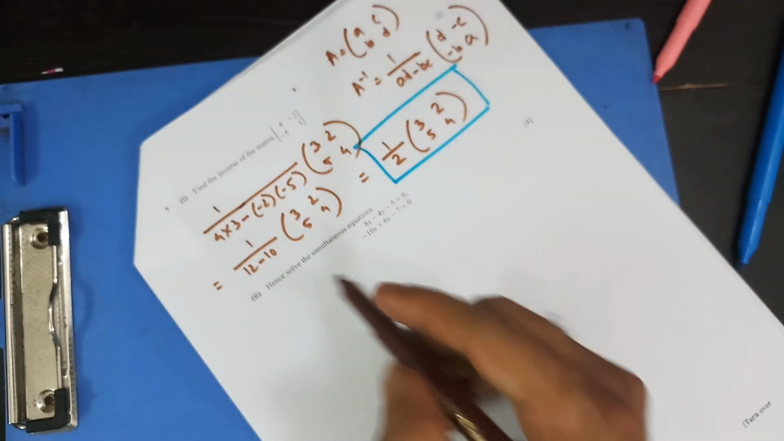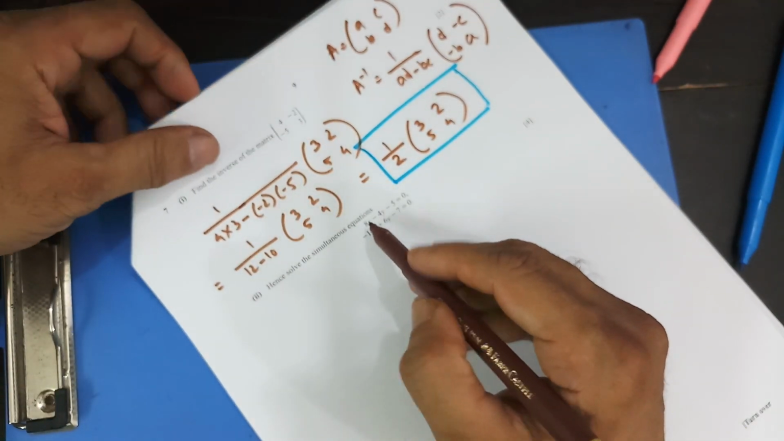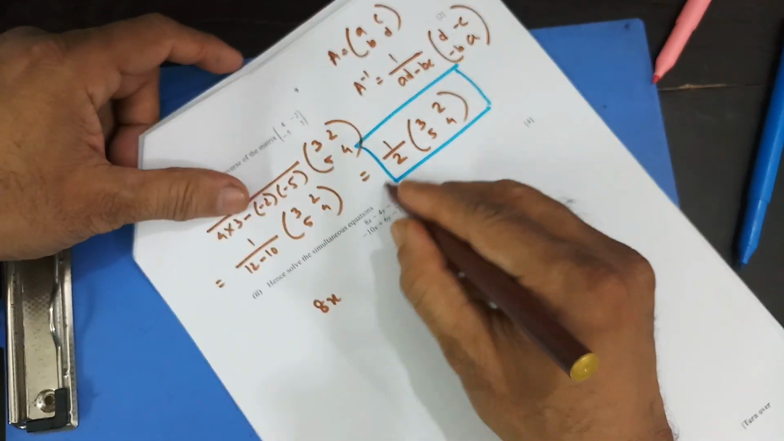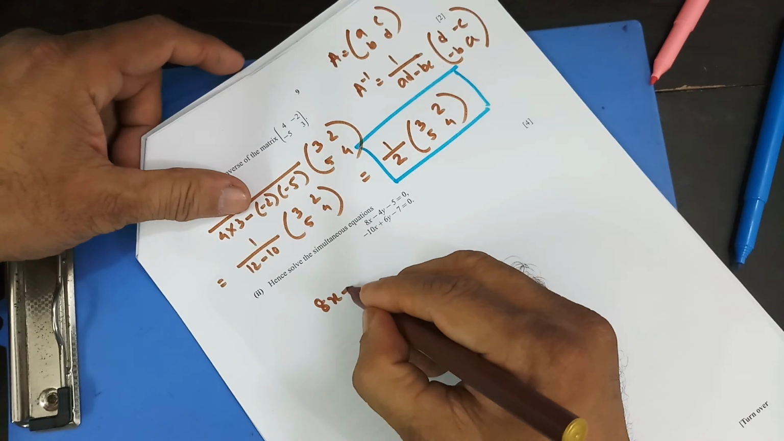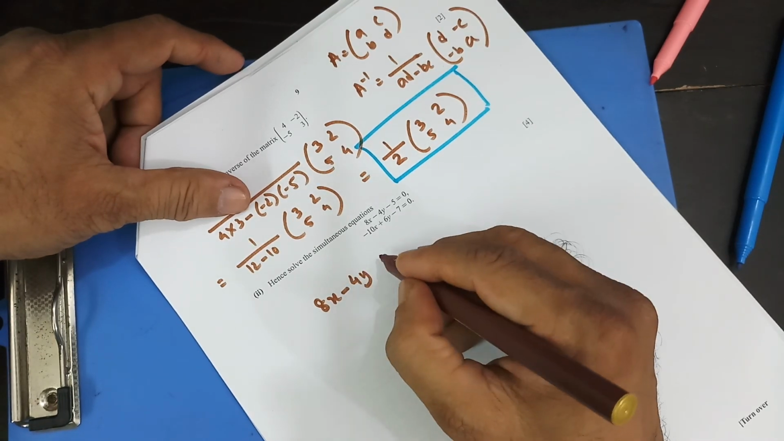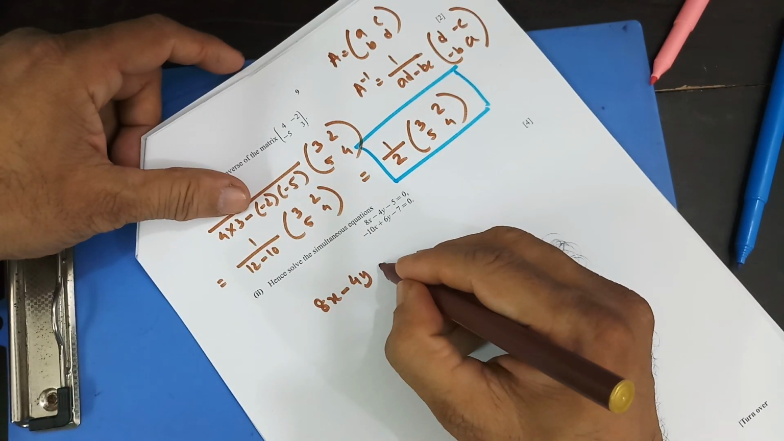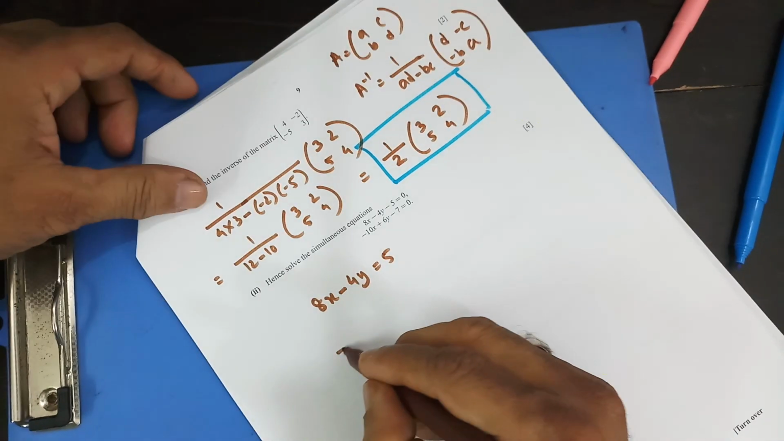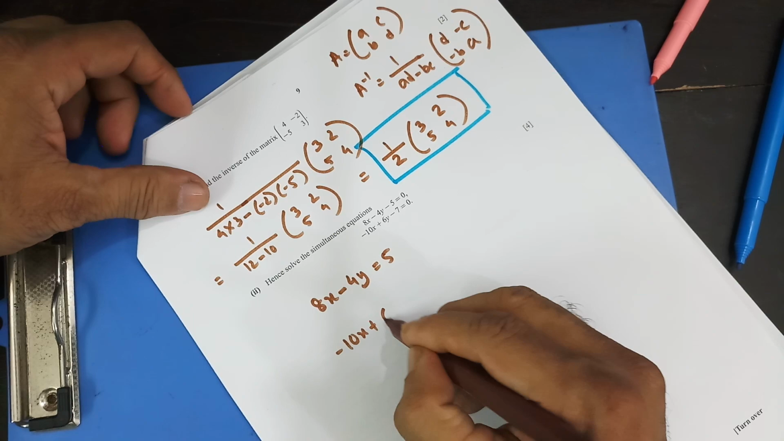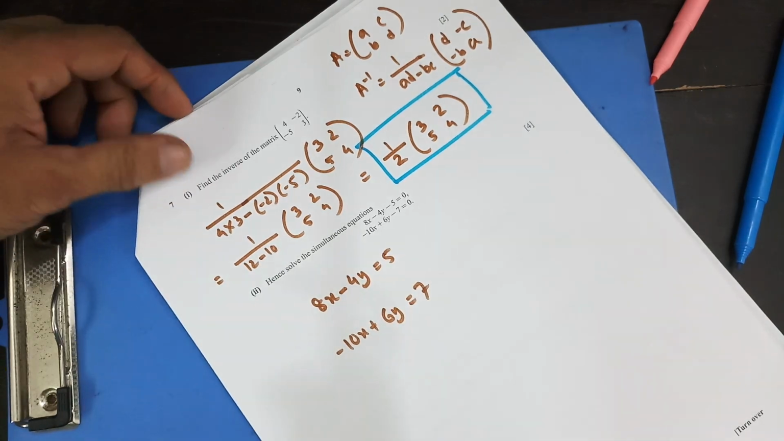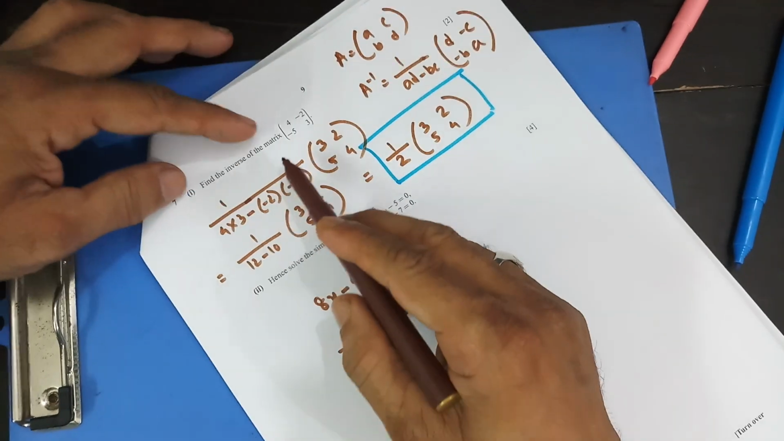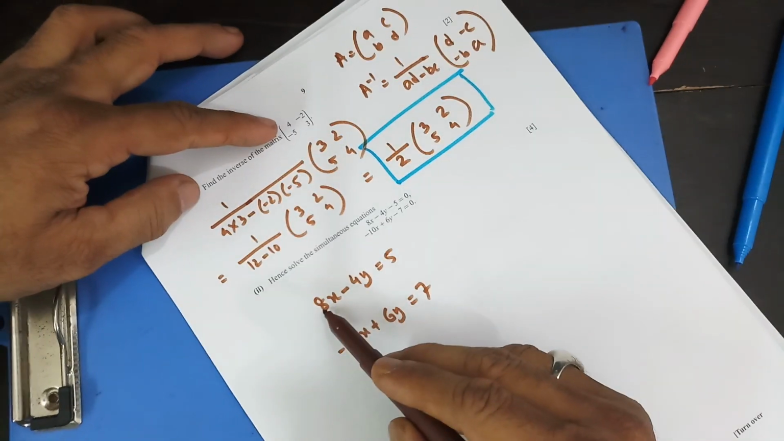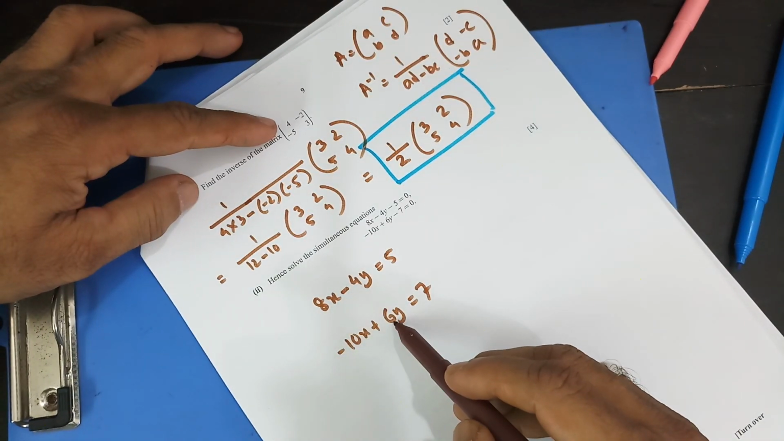Okay, now hence solve the simultaneous equation like this. Now to do that, I need to take this constant term to that side. Minus 4y equal to 5, and this one is minus 10x plus 6y equal to 7. But when I look at here, see that I have 4, 2, 5, 3. I have 8, 4, 10, 6.